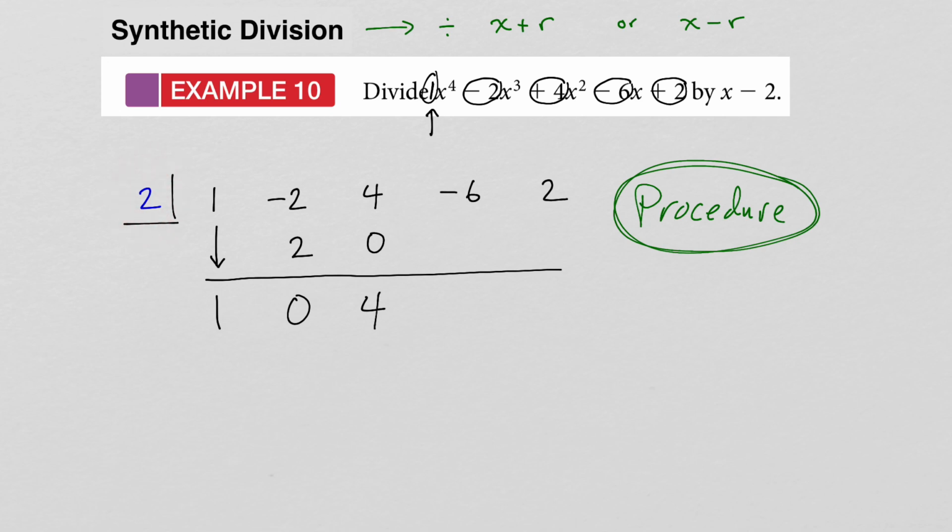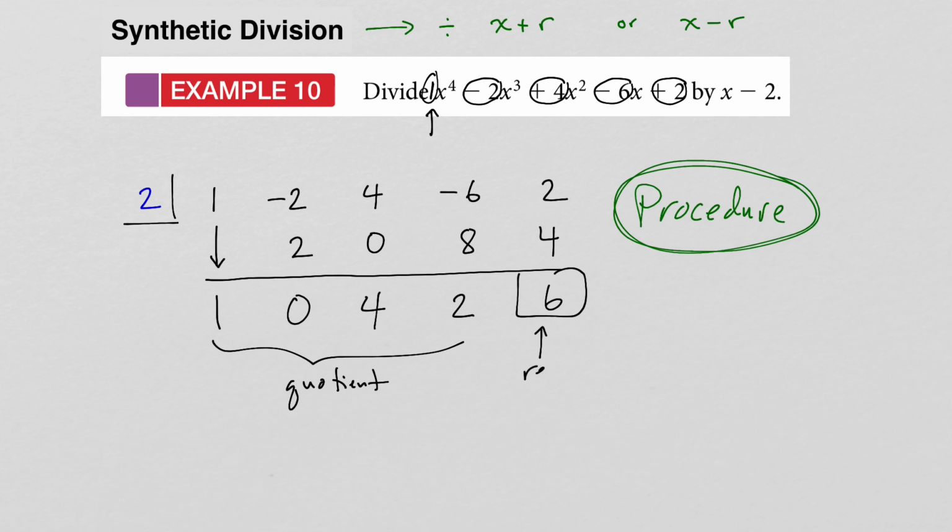Multiply again. 2 times 4 is 8. Add these numbers together, we get 2. And finally, 2 multiplied by 2 is 4. Add these numbers together, and we get 6. And this is your answer. This part right here represents the quotient, and this represents the remainder.